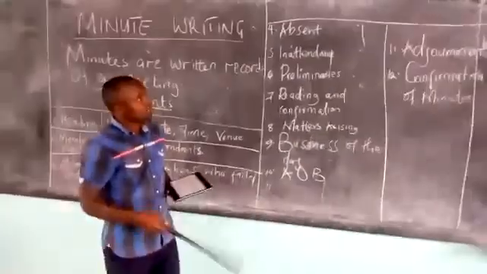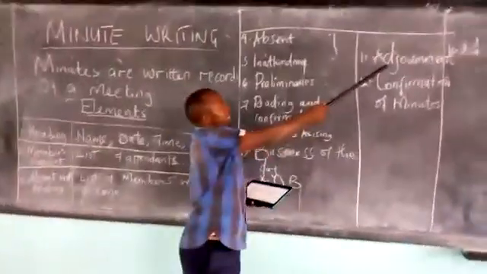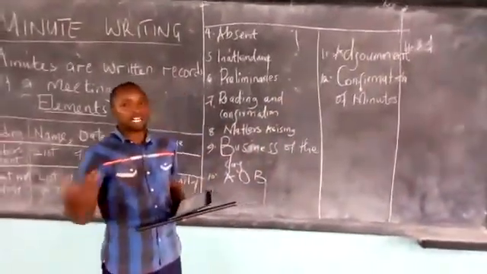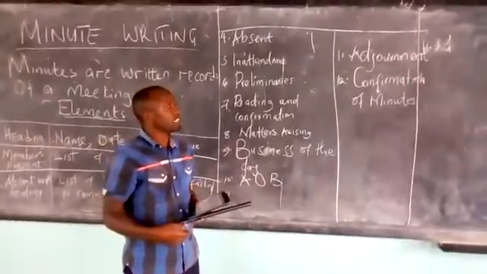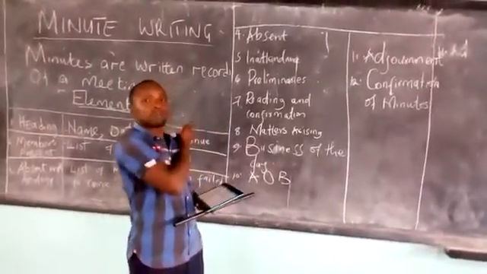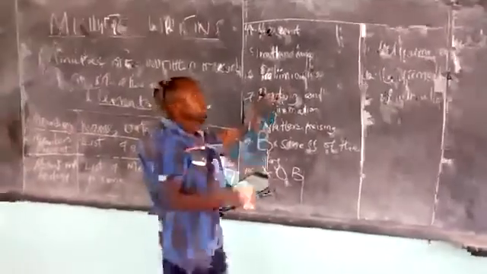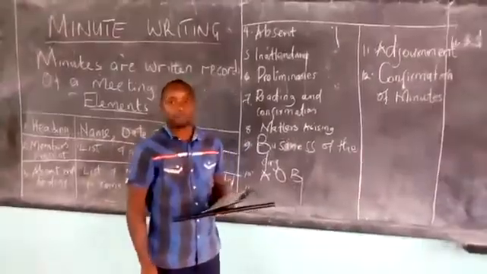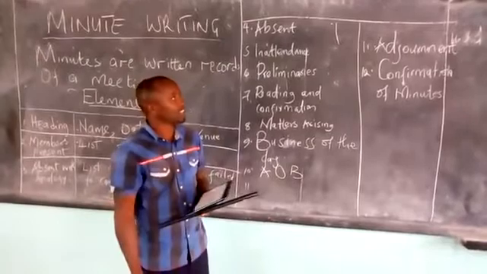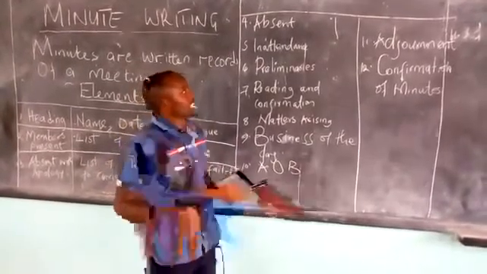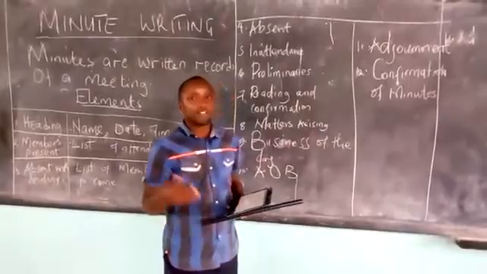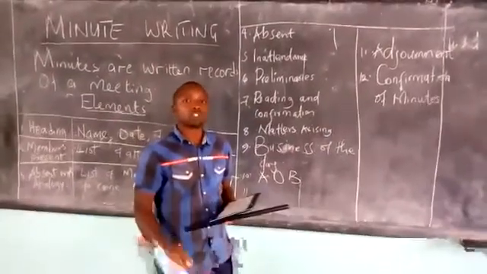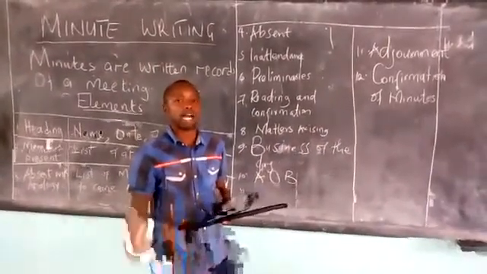Then from there, we will go to adjournment, and again, this one is a capture of how the meeting was ended. If the meeting started with a prayer, it is almost obvious that it will end with a prayer, unless it becomes chaotic, which does not happen mostly. So you will say, there being no other business, the meeting was closed with a prayer said by.